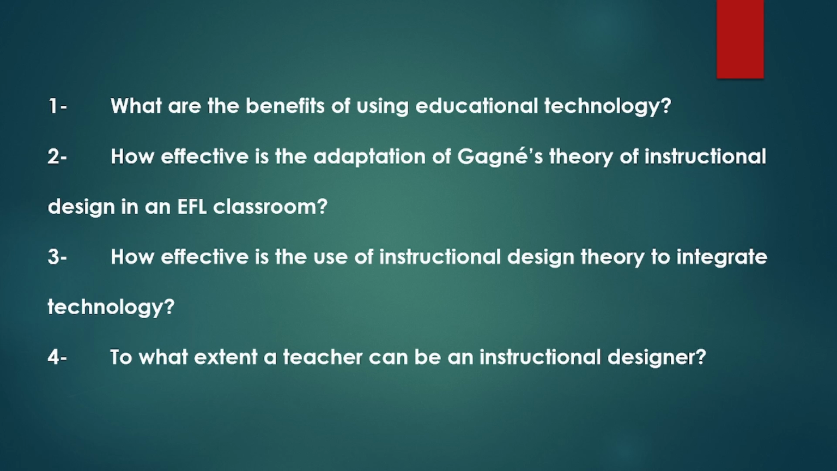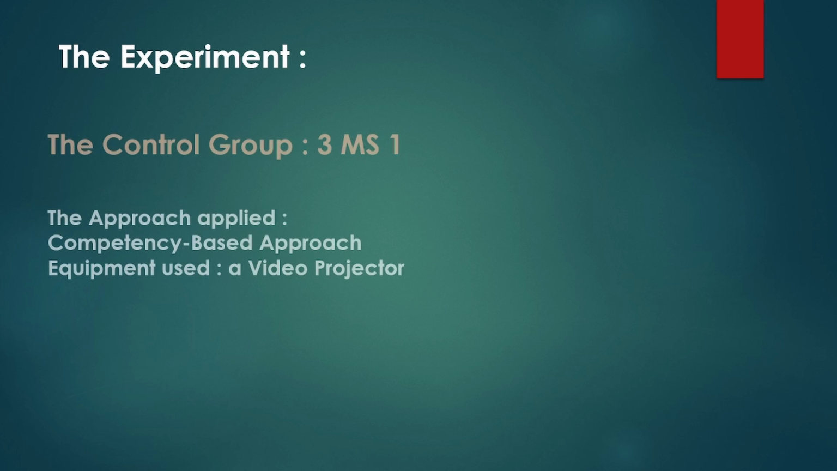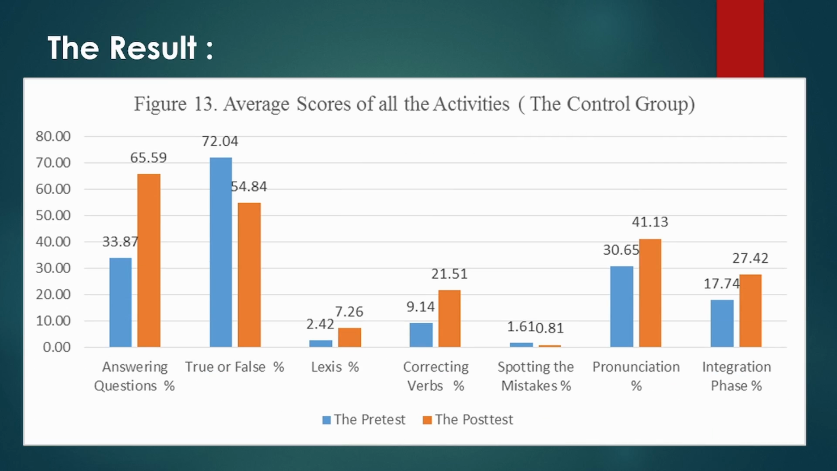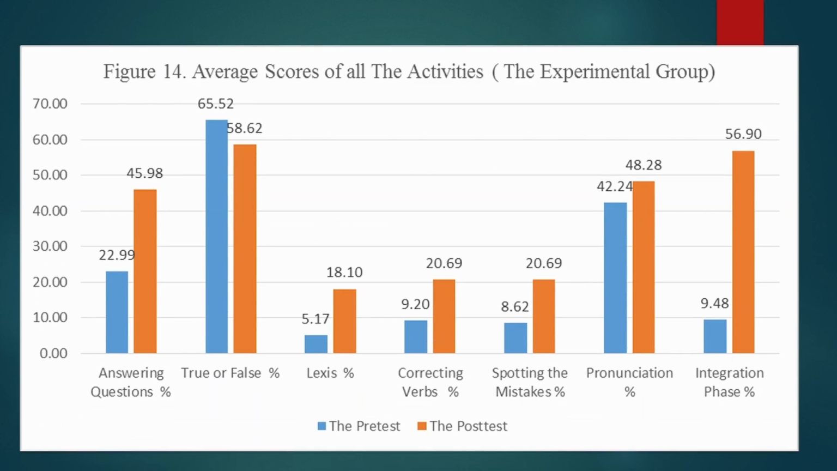Then I mentioned these research questions, and after that talked about how I'm going to answer them with an experiment. That's why I had the control group. I have to explain everything: that I'm going to use the applied competency approach, then equipment and everything. Then we have the experimental group, and what I am going to do with it. Next, I referred to some results, briefly, just a few important graphs.